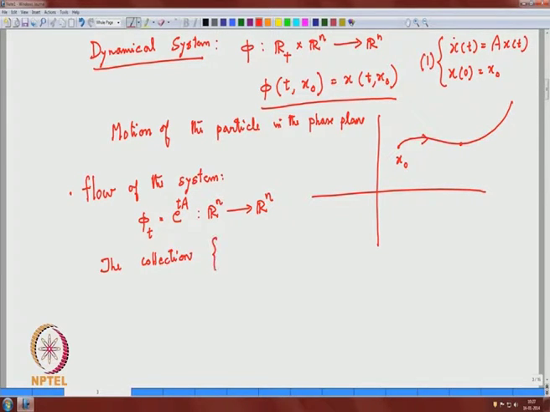The collection phi t equal to e power a t as a mapping, such that for all t. In this system we have, as you see, not only for t in R plus, you can consider the whole collection, which is called the flow of the system. What is the flow doing? What is the advantage of the flow?